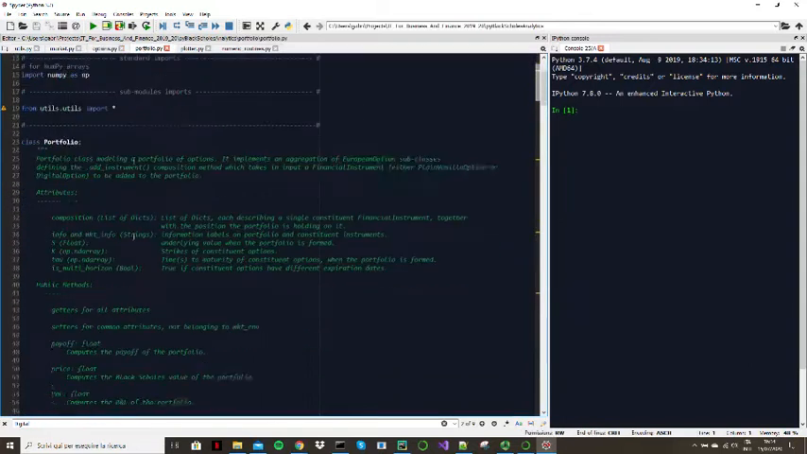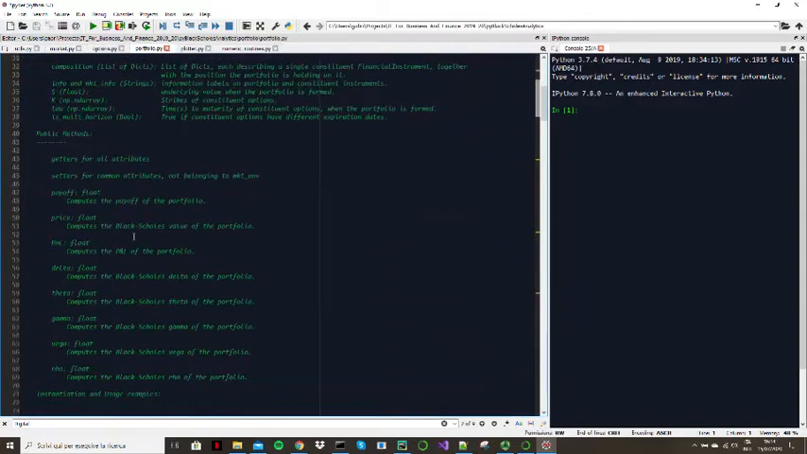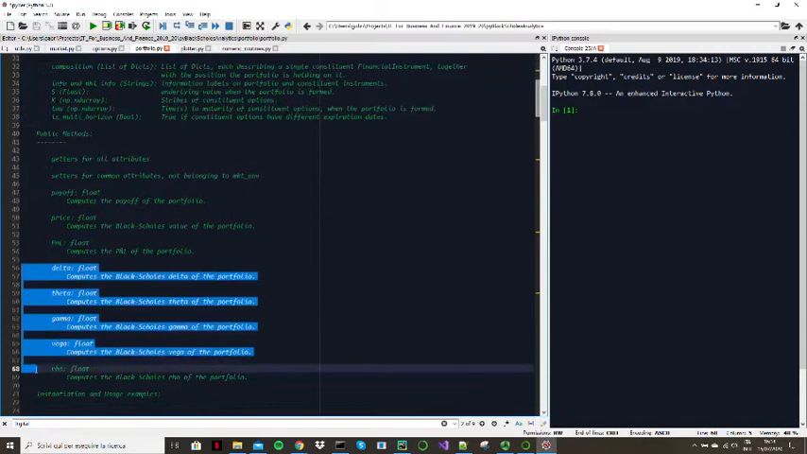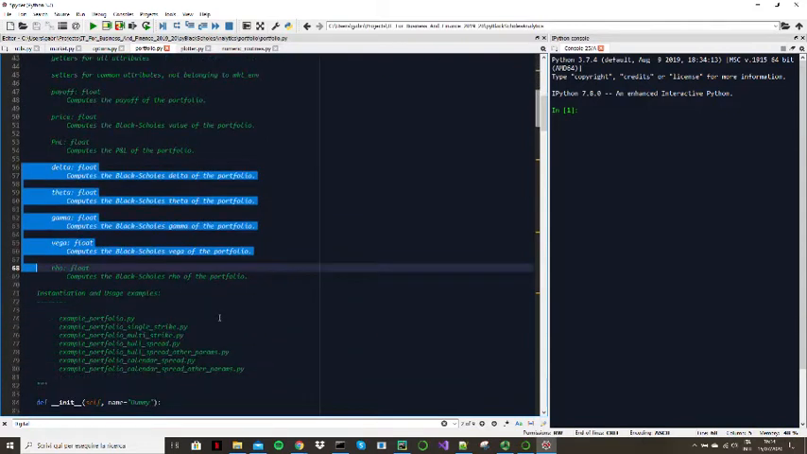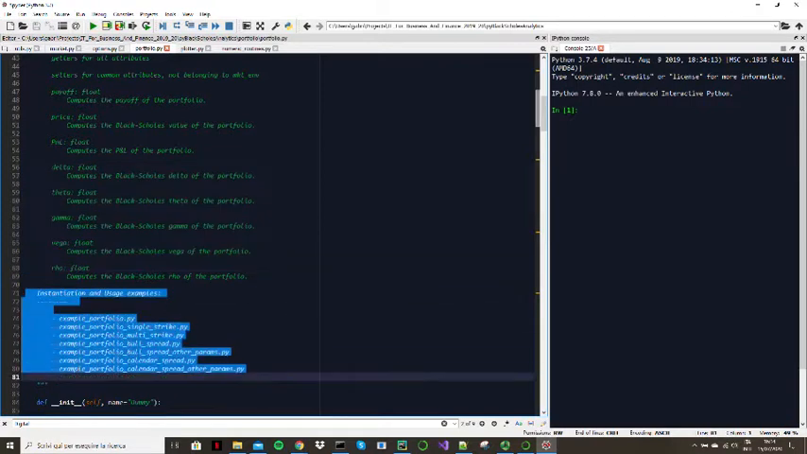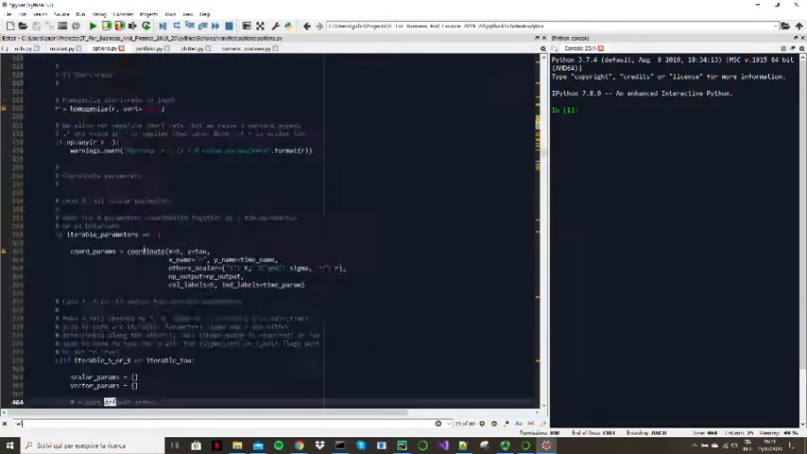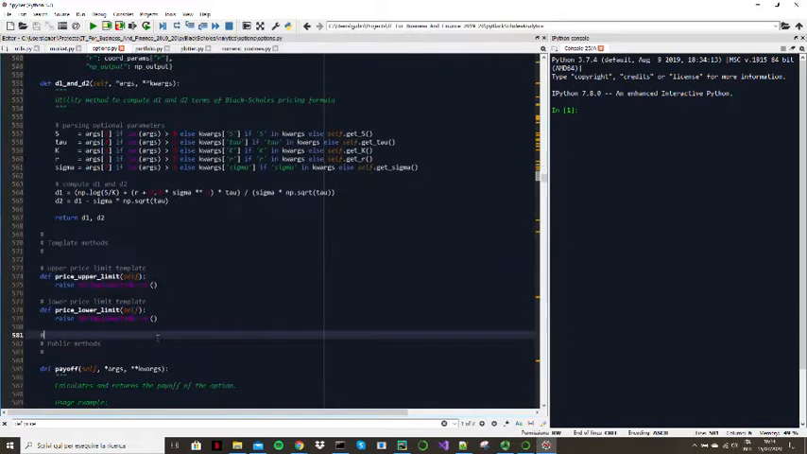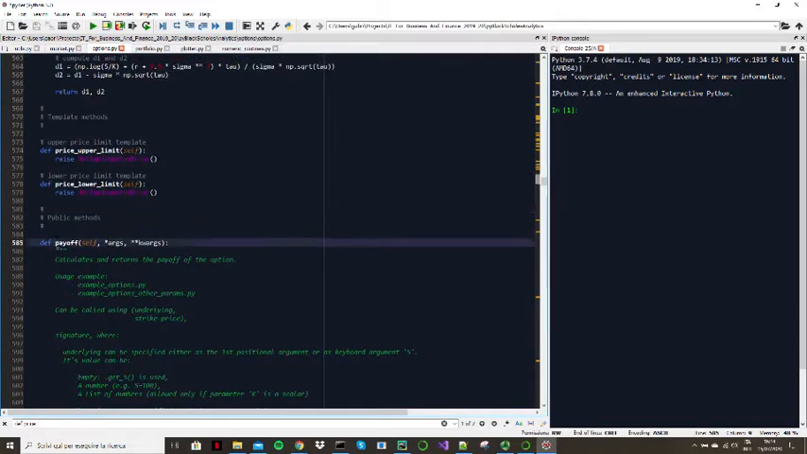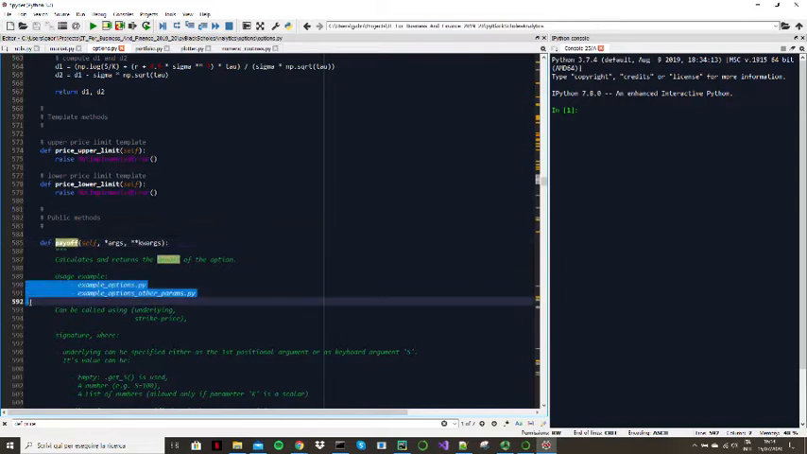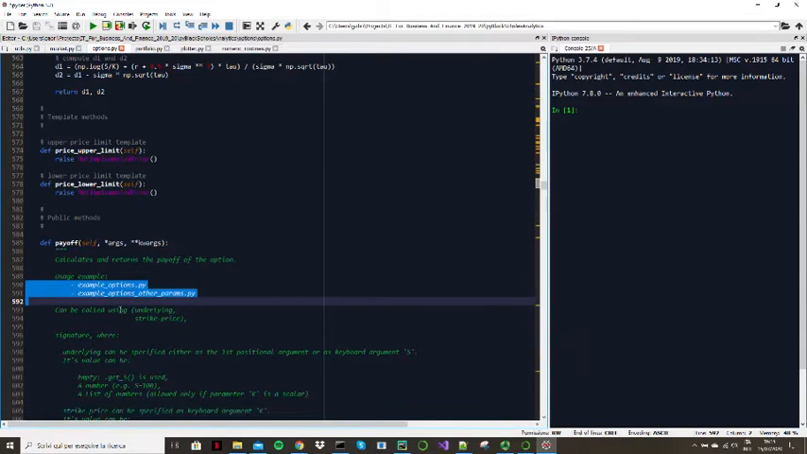Then we have our portfolio class, which we have already seen. Nothing new here, just the Greeks added. And here in each doc string there is a suggestion on which example to look at to familiarize yourself with the concept. For example, if we look at the price, or the payoff, you can take a look at the example options and other parameters to familiarize yourself with this method.